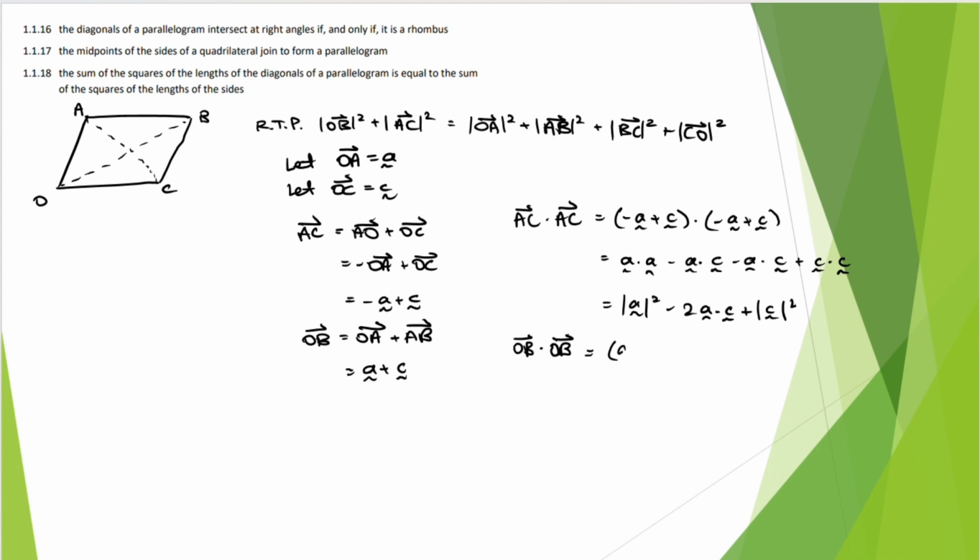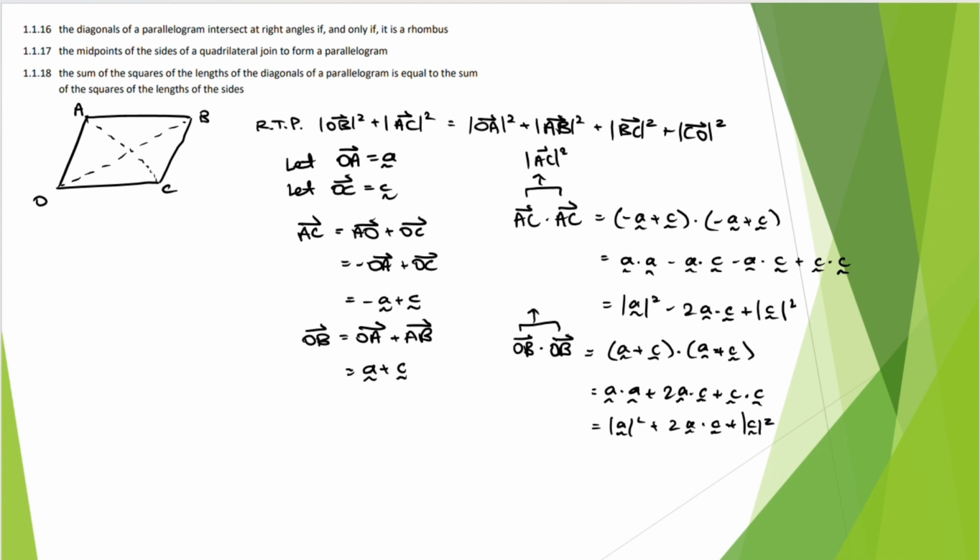Now OB dotted with OB is equal to A plus C dotted with itself. And that is equal to A dotted with A plus 2A dotted with C plus C dotted with C. And that is equal to the magnitude of A squared plus 2A dotted with C plus the magnitude of C squared, given the scalar product properties. And AC dotted with AC, of course, is equal to the magnitude of AC squared, and OB dotted with OB is equal to the magnitude of OB squared.